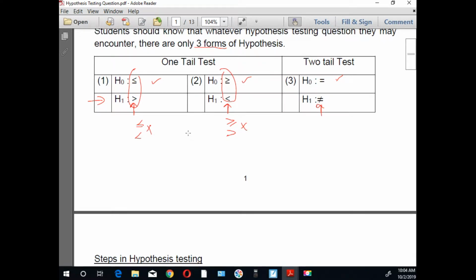Alright, so any form of this type where there is a greater than or less than sign means it's a one-tail test, because you are only selecting one side, either the greater than or the less than side. But where there is equal and not equal to, you can see that you are taking either side. So that becomes what is called a two-sided test.